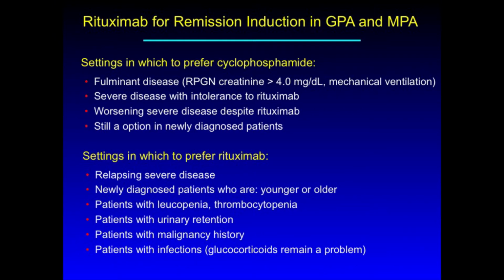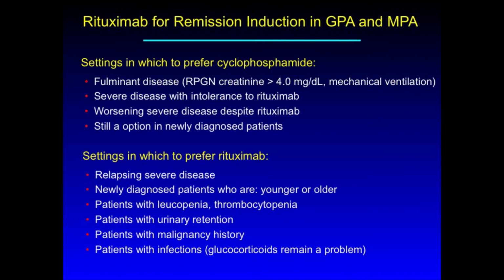So I think there are settings in which I still personally prefer cyclophosphamide, and again, this is opinion-based: those who are very critically ill in the ICU, where I do tend to favor the use of daily administration. People with severe disease who have intolerance to rituximab, and although this is uncommon, we have certainly seen this. Another uncommon scenario, and one that is always tricky, is whether people are truly progressing, or whether it's our anxiety, as we expect worsening severe disease despite rituximab. And I think it is still something I do discuss with newly diagnosed patients.